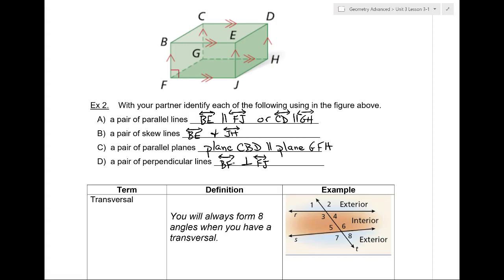Could you pick differently than me? Like parallel lines, I only named two. You could have like 4 different combinations here, I think. Could you have even said line BE and line GH? Are those parallel? Do they have the same number of arrowhead marks?